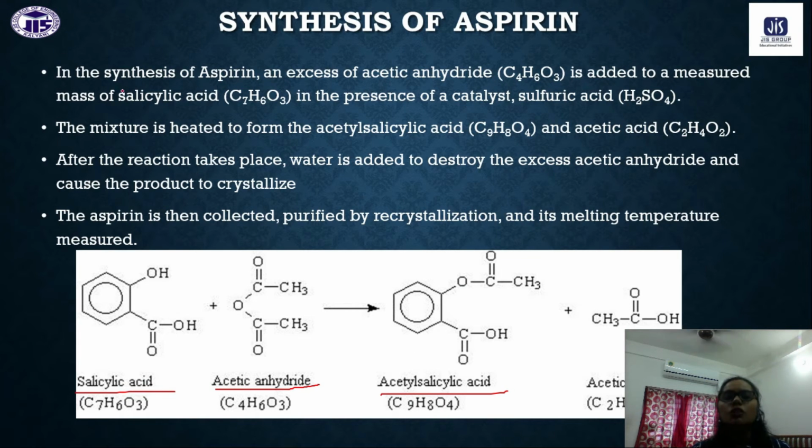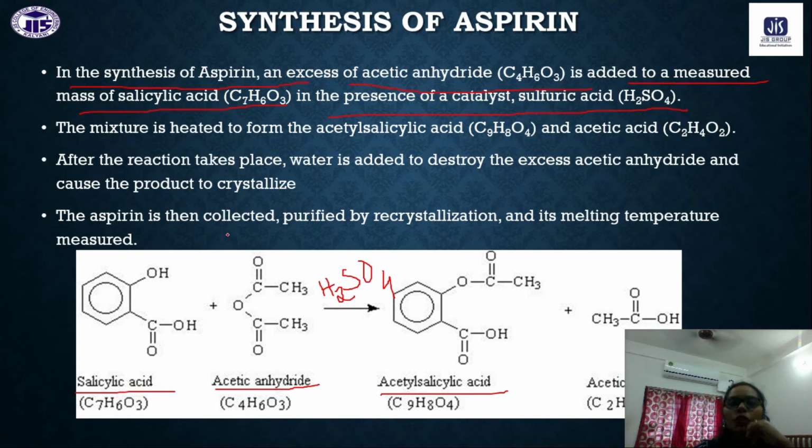So, in the synthesis of aspirin, an excess amount of acetic anhydride is added. This acetic anhydride, which we take in excess, will attach with the salicylic acid in the presence of a catalyst, that is sulfuric acid. Here we are using sulfuric acid as the catalyst. Sulfuric acid is H2SO4.